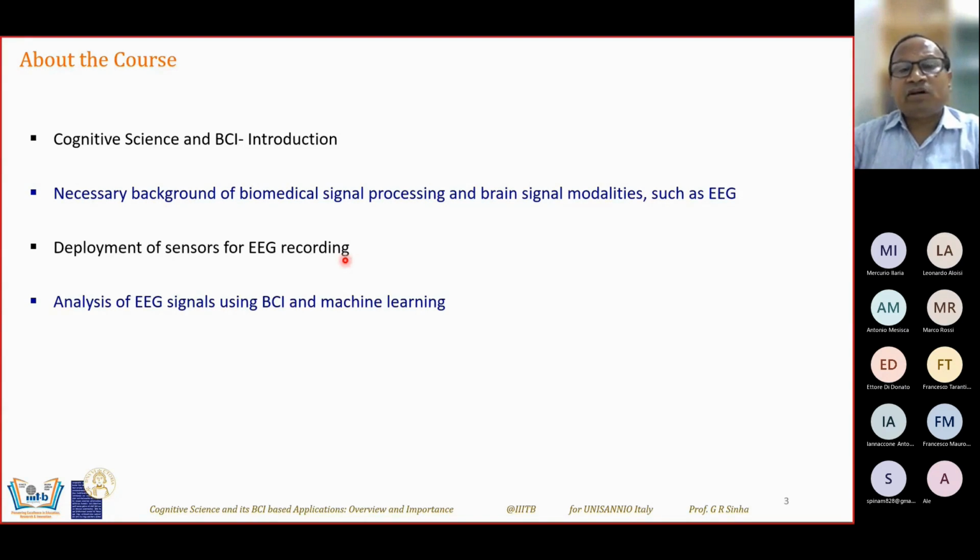Analysis of EEG. I'm talking about EEG again and again. Definitely, I will talk about all the modalities, and how different modalities are used.